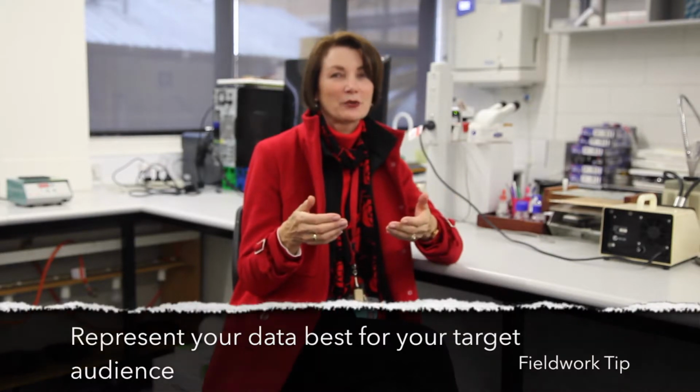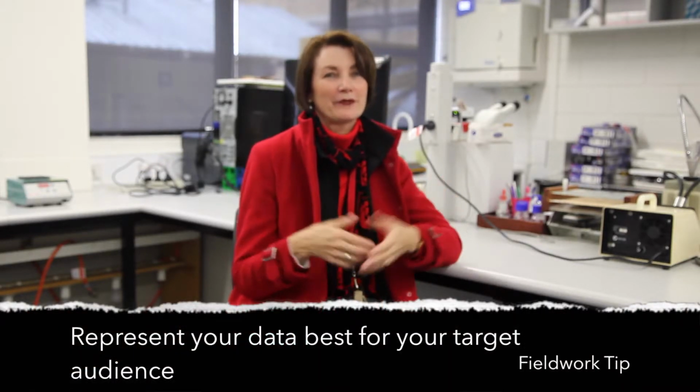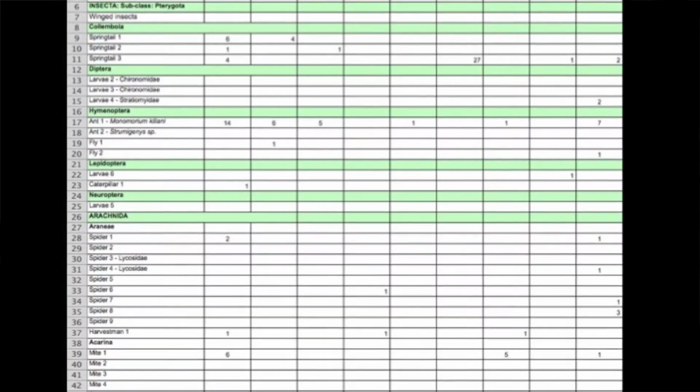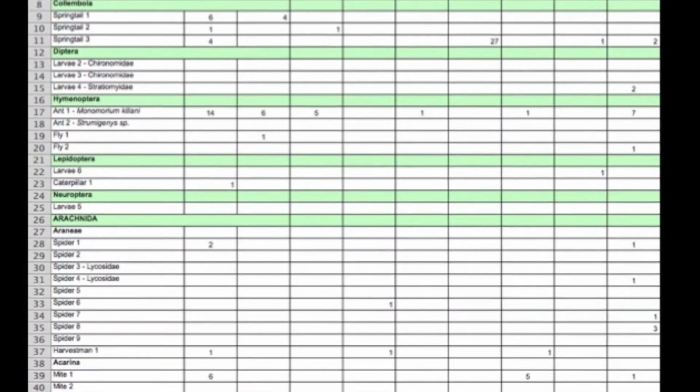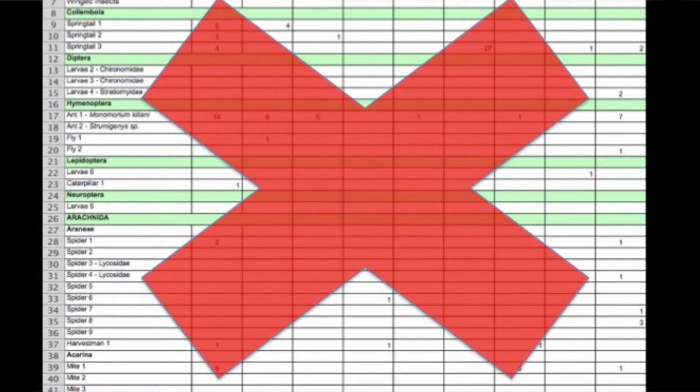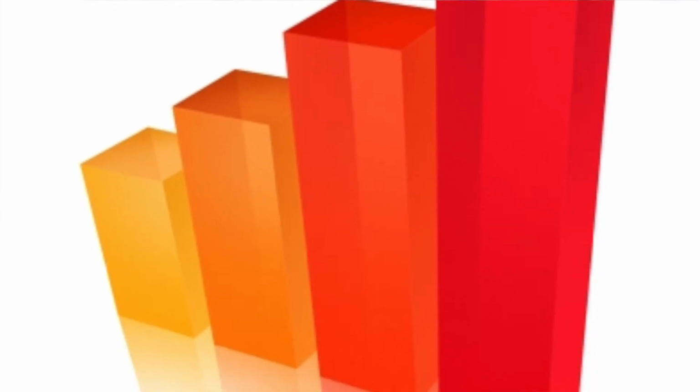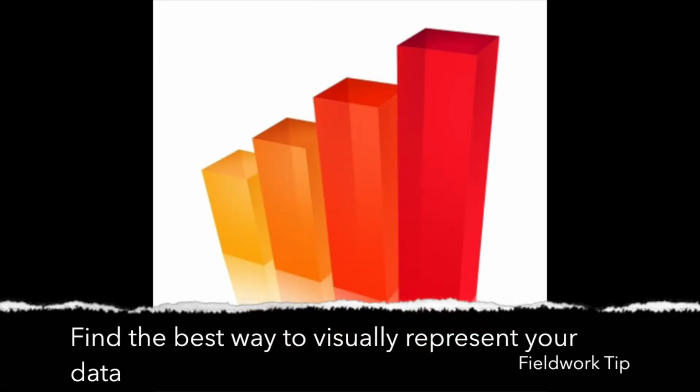So you have to think about ways to represent that data and present it to a target audience that make it easy for them to understand. So some of the ways of doing that, rather than having a huge data set in an enormous table, is to have summary data, or perhaps to graph some of that data, some of the more important aspects. So maybe some of the most abundant groups of invertebrates that you found.